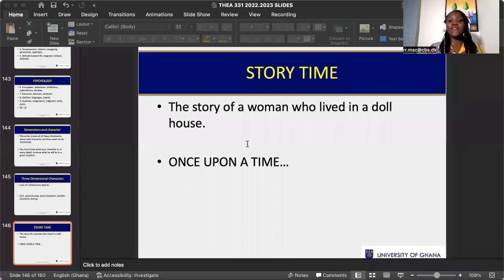As she ponders her fate, Christine comes to find her and she reveals to Christine that Krogstad is the one who lent her the money to take care of her husband. And now he has left a letter in the mailbox to reveal everything, ruining the life she has worked so hard to build.